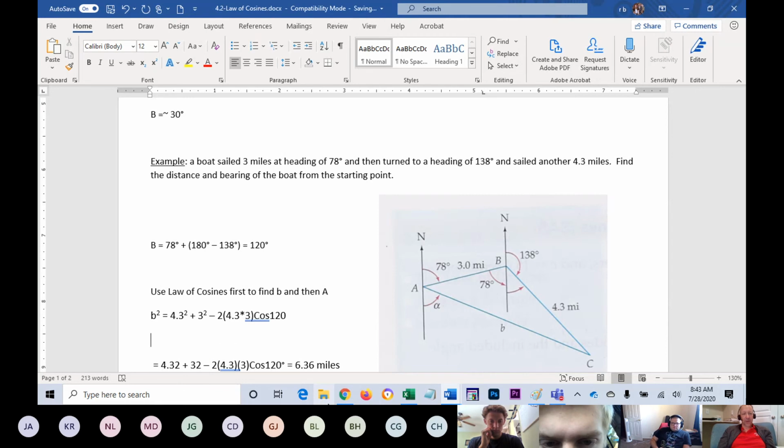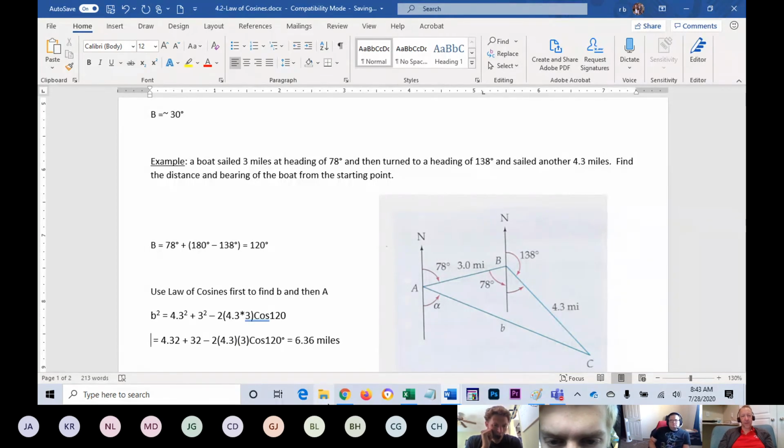So then when you take your square root of all that, you're going to get 6.36 miles. Okay. So we know that this side is 6.36 miles away from the starting point. Now, the next question is, how do we find the bearing?